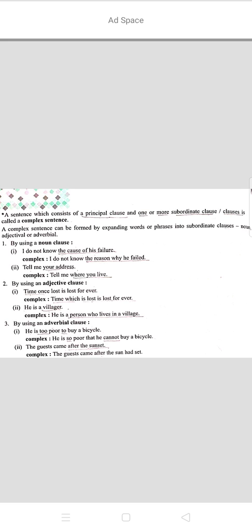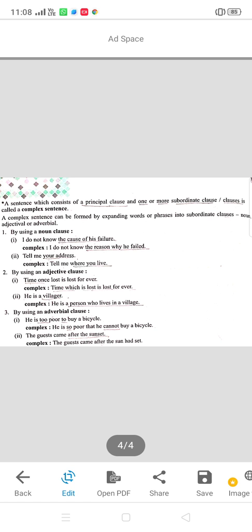A complex sentence can be formed by expanding words or phrases into a subordinate clause. How can we form complex sentences? By expanding the words or phrases into a subordinate clause, like a noun, adjective or adverb clause. By using a noun clause we can, by using adjective clauses we can, and similarly by using an adverbial clause.